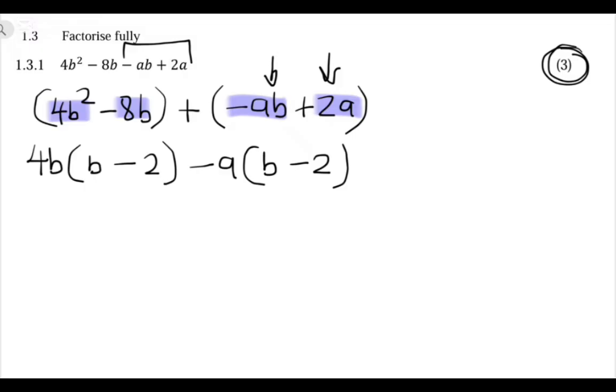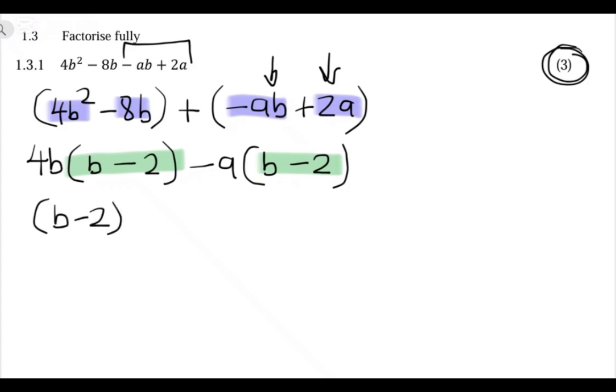So once we reach this point, we also have a common factor. If you pay close attention, this is the first term and this is the second term, because they are separated by that negative sign. Between these two terms, we have a common factor. Something that is common between these two is this b minus 2 and b minus 2. So we can take it out as our common factor. We're going to take it out, b minus 2.